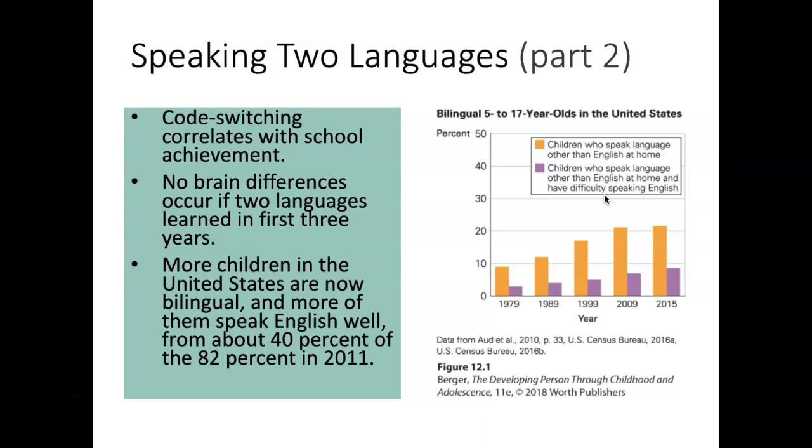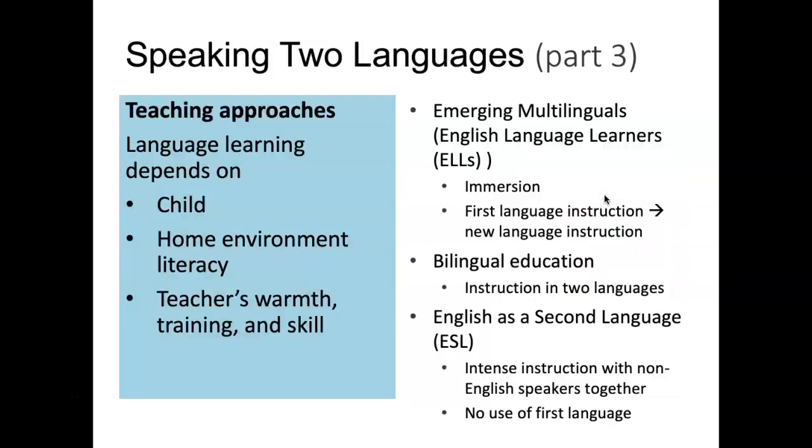More children in the United States are now bilingual, and more of them speak English well, from about 40% to the 82% in 2011. You'll see a chart here where children who speak language other than English at home is in orange, and children who speak language other than English at home and have difficulty speaking English is in purple. And you can see those numbers increasing. So we need to think about our teaching approaches with children who are emerging multilinguals, the new term we're using for English language learners.